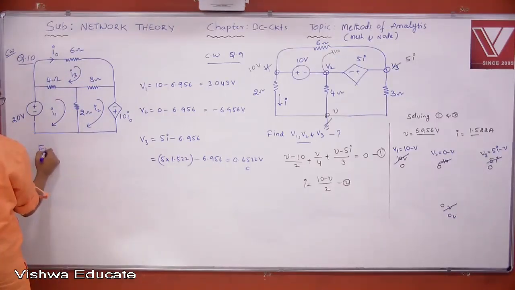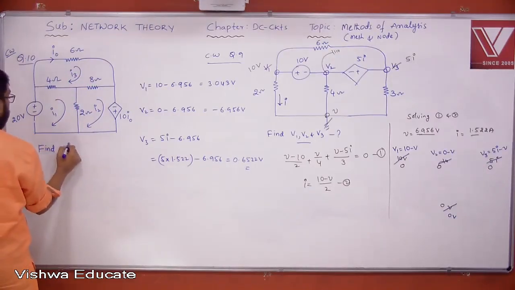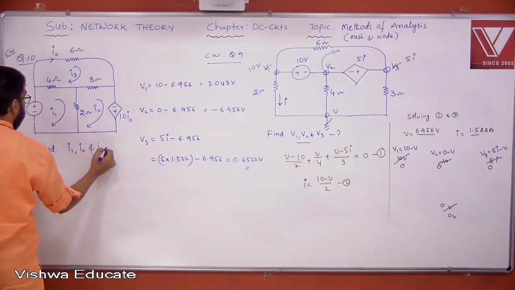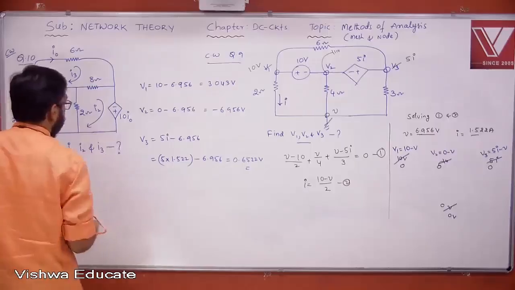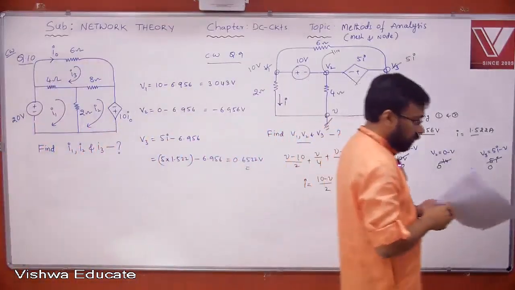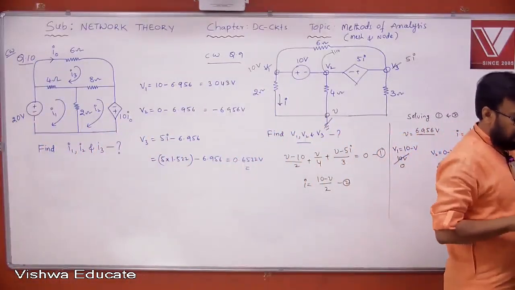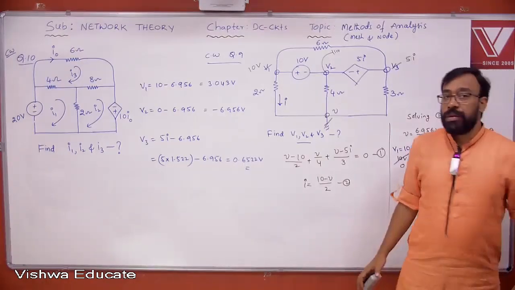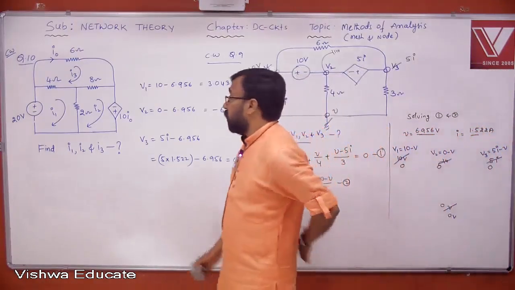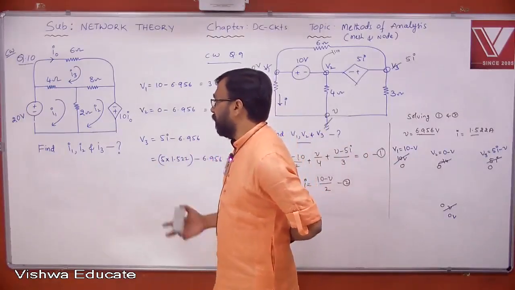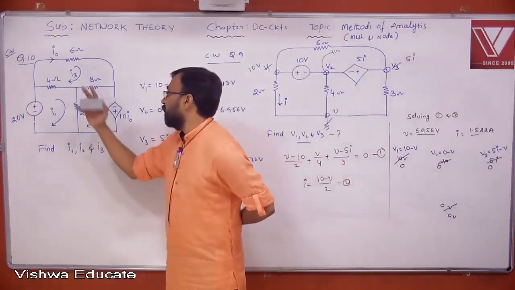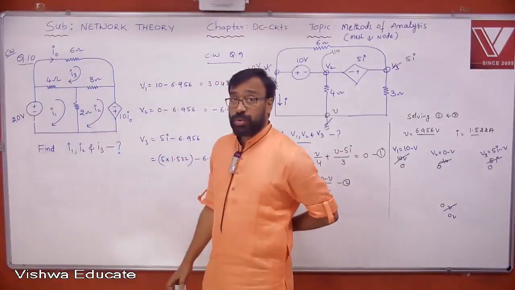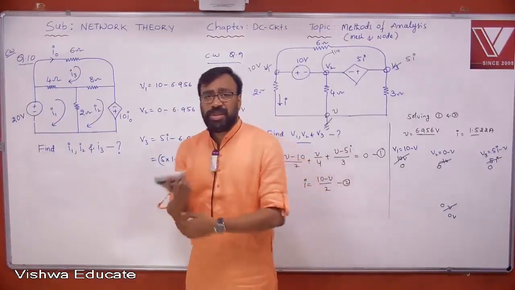Find I1, I2 and I3. Find I1, I2, I3. Okay. So let's solve this problem. Of course, in the exam, he will ask you either I1 or I2 or I3. Or else sometimes what is the power of 20 volts? What is the power of this 10 I naught dependent source? Okay. Like that, he may ask you some questions.